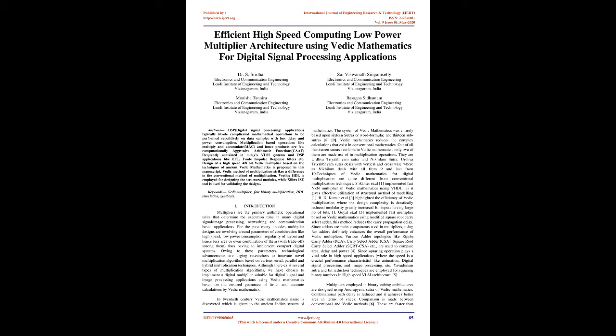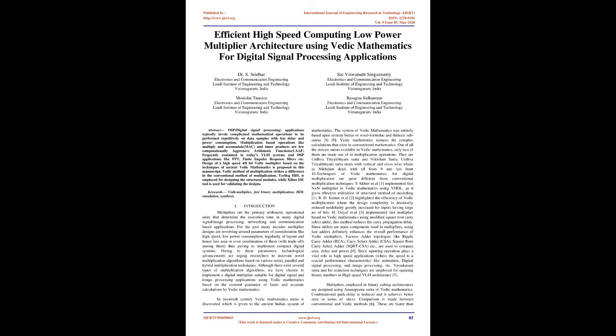Although there exist several types of multiplication algorithms, we have chosen to implement a digital multiplier suitable for digital signal and image processing applications using Vedic mathematics, based on the ensured guarantee of faster and accurate calculations by Vedic mathematics. In the 20th century, the name Vedic mathematics was given to the ancient Indian system of mathematics. The system was entirely based upon 16 sutras or word formulae and 13 sub-sutras 8-9.